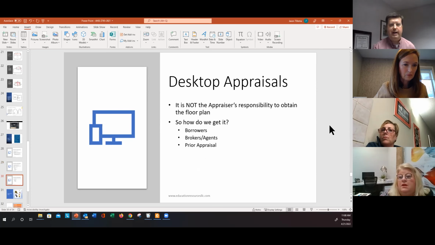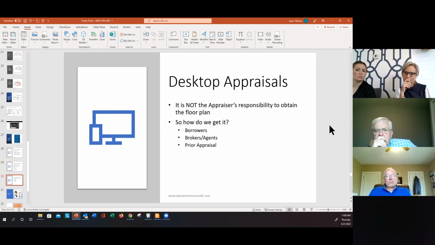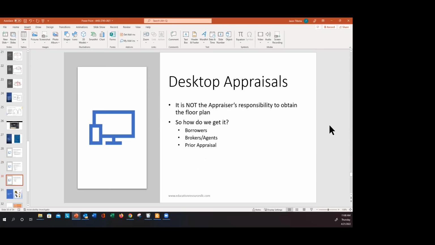And as long as we find that the sketch or the floor plan is reliable, we can use that information. Otherwise, the brokers, agents, the borrowers, they're going to have to walk through and help us get that floor plan.